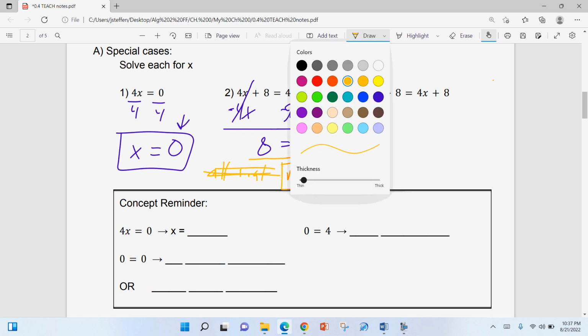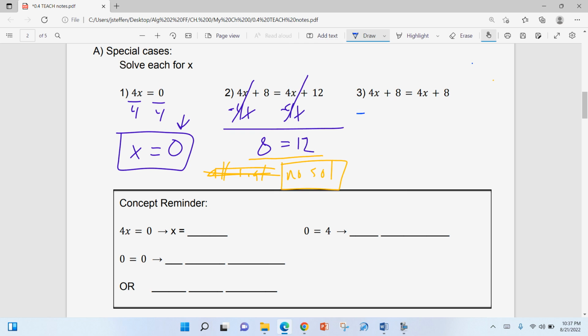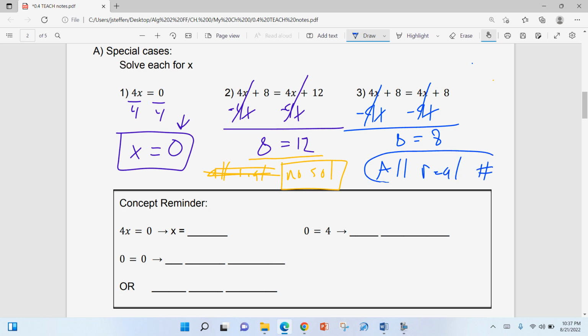As you can assume, this next one, subtract 4x from both sides. They both cancel again, and you end up with 8 is equal to 8. That is true. 8 is indeed equal to 8, and so it is all real numbers. So just real quick, if you ended up with 4x is equal to 0, that gives x is equal to 0. That's one solution. Sometimes they ask that. How many solutions?